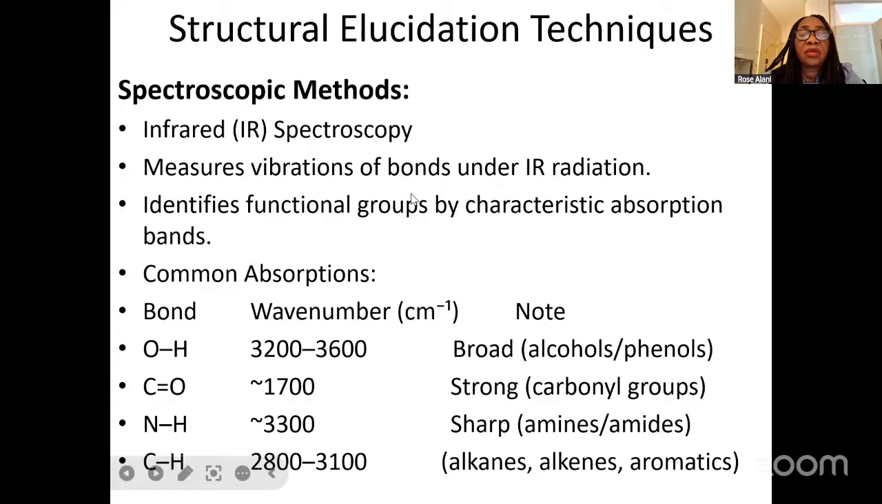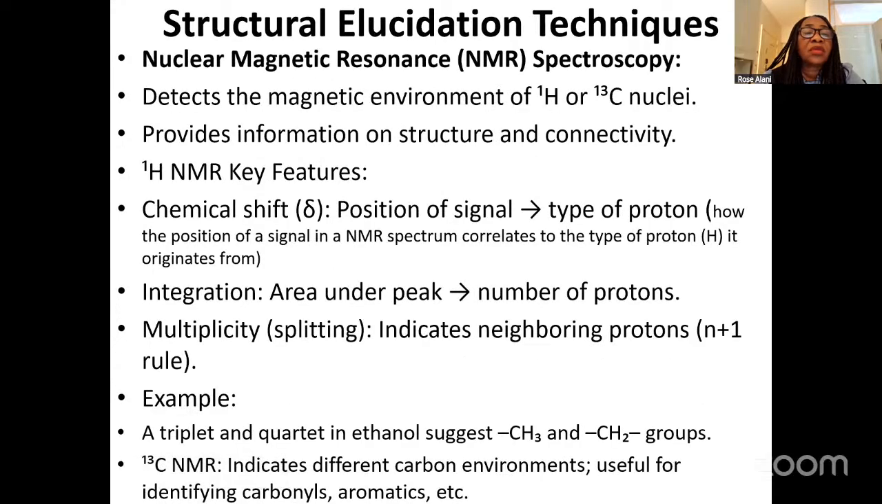Okay. So also we have nuclear magnetic resonance spectroscopy, that also helps to provide information on the structure of the compounds. It shows how the position of a signal in the NMR spectrum correlates with the type of proton that it originates from.